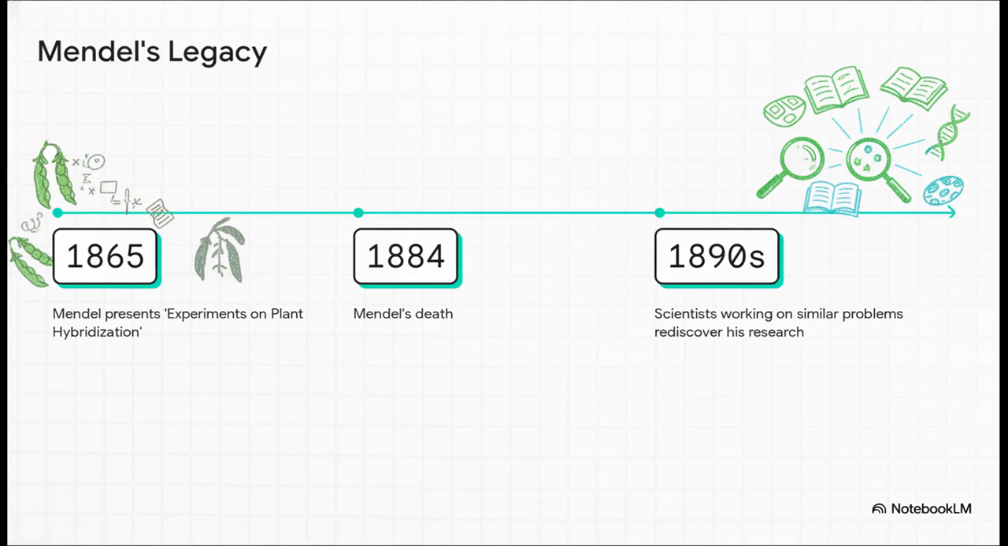Yet, Mendel's story is honestly one of science's great tragedies. He presented his incredibly precise mathematical patterns in 1865, but the scientific community just wasn't ready to understand them. Mendel died in 1884, completely unaware that he had changed biology forever. It actually wasn't until the 1890s that three separate scientists, Hugo de Vries, Karl Correns, and Erich von Tschermak, who were working on similar problems, rediscovered Mendel's laws. They suddenly realized he had solved the puzzle of inheritance decades before they even got started.